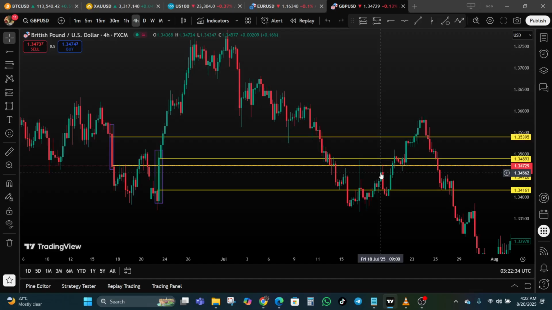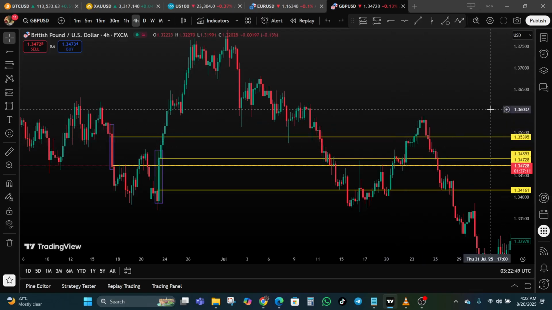All right. Now, another key point is timing. Not every void will get filled immediately. Sometimes price will leave multiple imbalances behind before eventually retracing to clean them up. This is why patience and context are crucial.